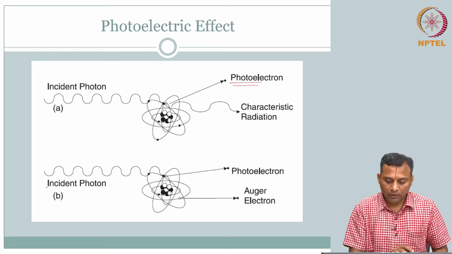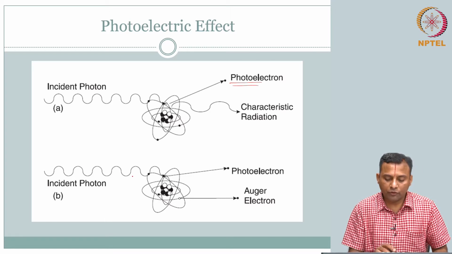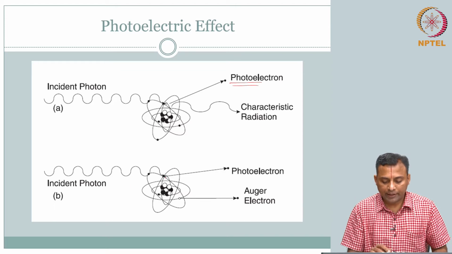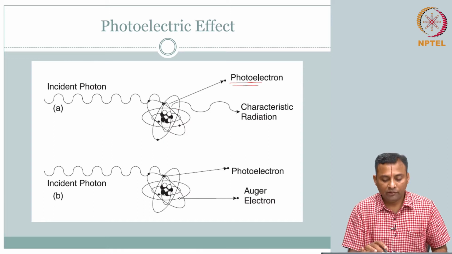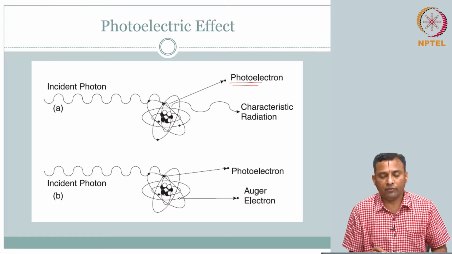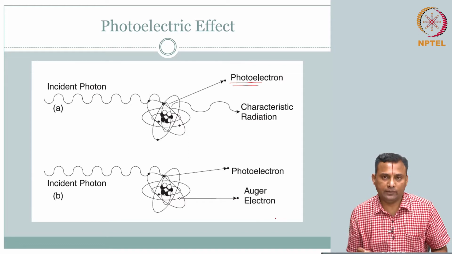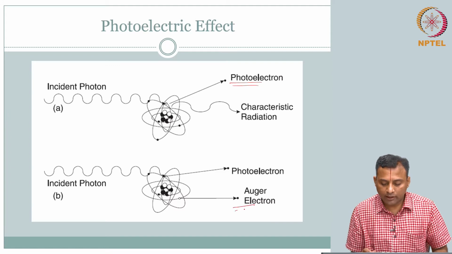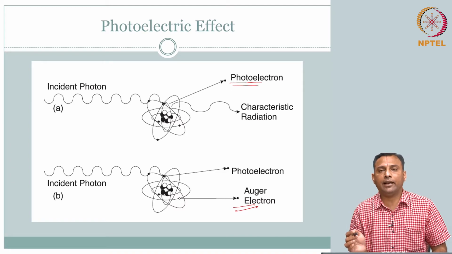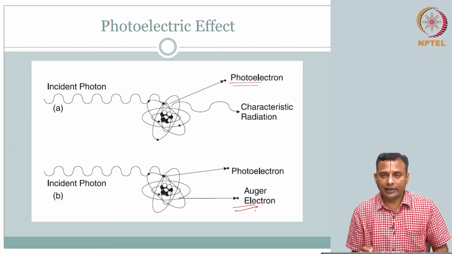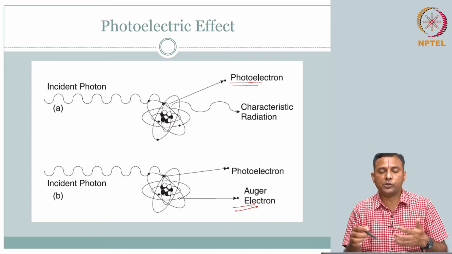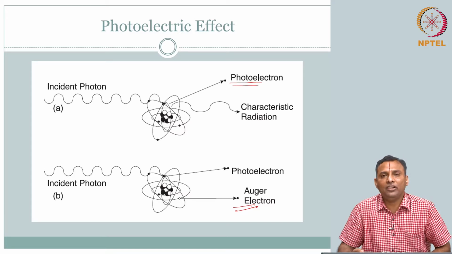Similarly, if you have the incident photon, it does exactly what we did here. But in addition, if this characteristic radiation, when it is coming out, knocks out another electron on its way, from the outer shell of the same atom, then that electron is called your Auger electron. Clear? After that, an Auger electron or a photoelectron are nothing but electrons, charged particles, with some energy. That energy is going to interact with subsequent atoms in the manner that we already covered.